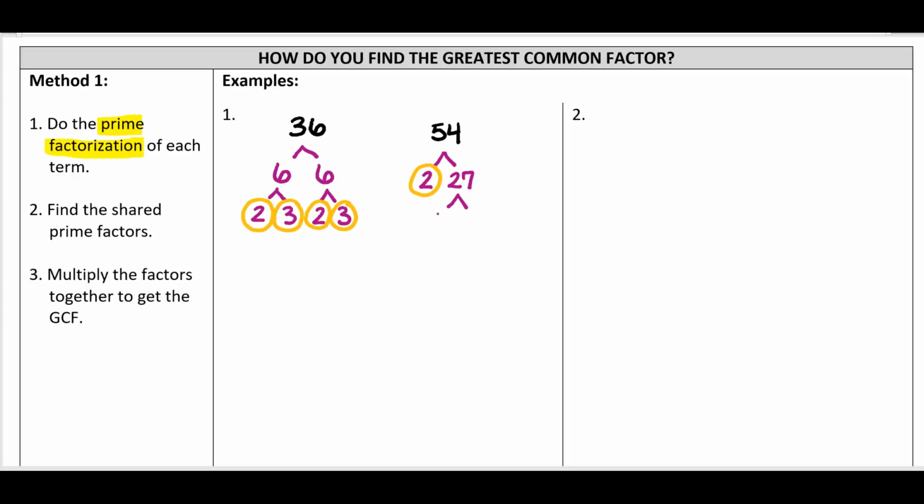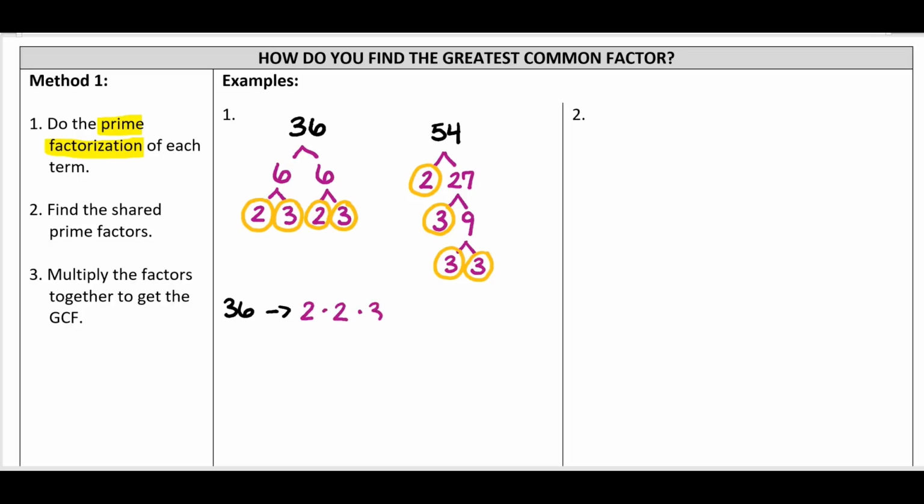So 27 can be divided by 3. 3 goes into 27 9 times. Again, 3 is prime, but 9 is not. So your trees can keep going until you get all the prime numbers. 9 can be broken down into 3 times 3. And finally, we have all the prime numbers that make up 54. So if I was to multiply 2 times 3 times 3 times 3, this would multiply to equal 54.